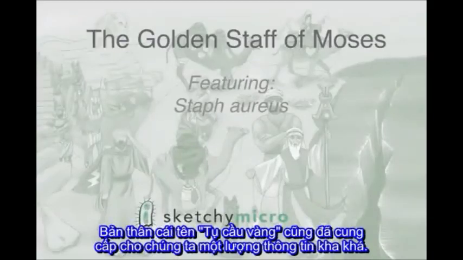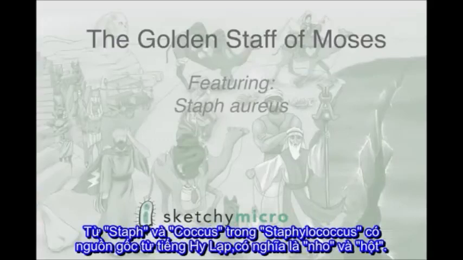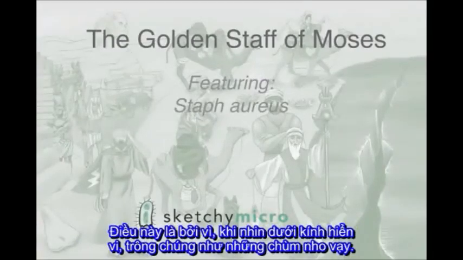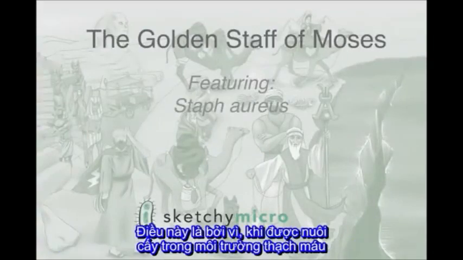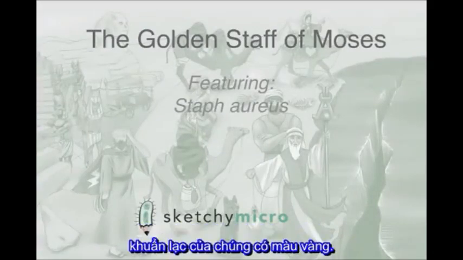The name Staphylococcus aureus tells us a decent amount right up front. Staph and coccus come from the Greek meaning grape and granule, respectively. And this is because under the microscope, staphylococci look like a bundle of grapes. Now, aureus is Latin, and it means golden. And this is because when it grows on blood agar, its colonies have a yellow or golden appearance to them.